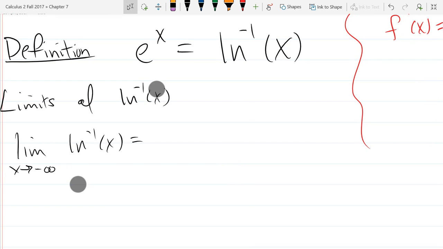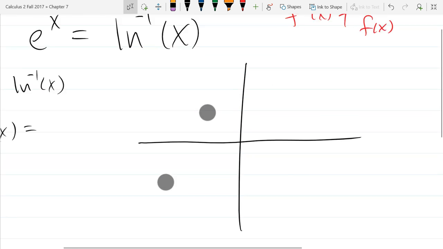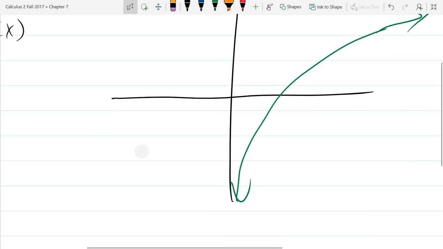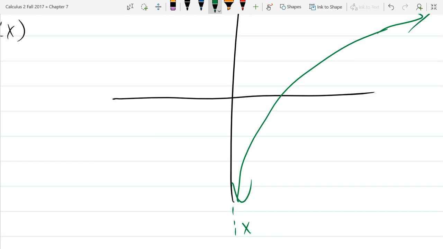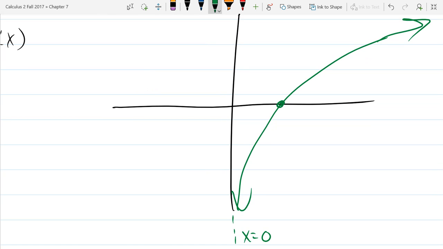So I think probably the best thing to do is let's draw out the graph real quick of ln, and then we'll invert the graph. So we'll swap x and y axis and reflect that graph over. I'll draw the ln function really quickly in green here, just doing a rough sketch. So our vertical asymptote, x equals 0. Our only intercept is at 1, 0.